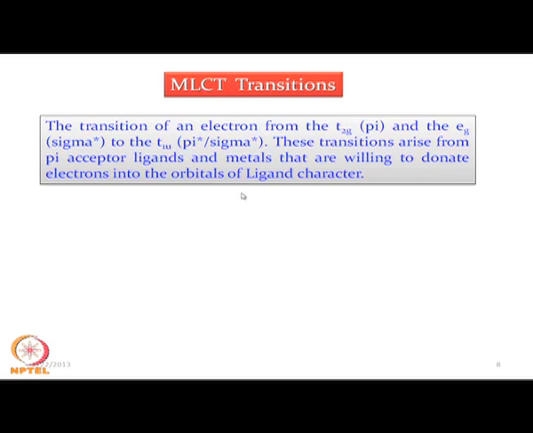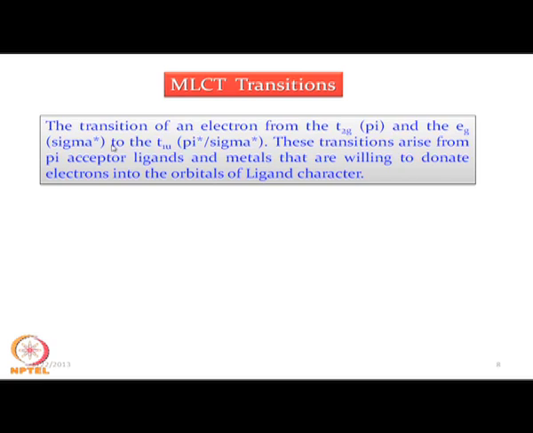So, in the electronic spectrum we are seeing just now, beyond 400 nanometers we can have this sort of transition also possible, where the transition can take place involving metal orbitals as the donor orbitals and ligand orbitals as the acceptor orbitals. So, we have the T2g level, which is of pi character, and the Eg level, which is of sigma star type. So, an electron can go from the T2g and also from the Eg, that means the sigma star level.